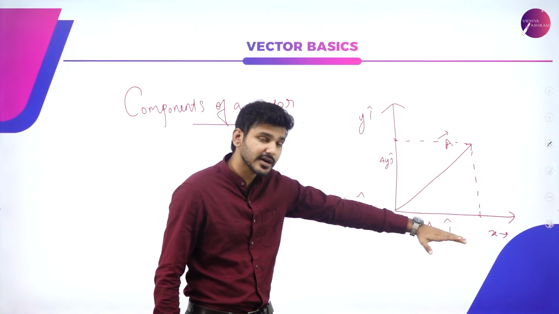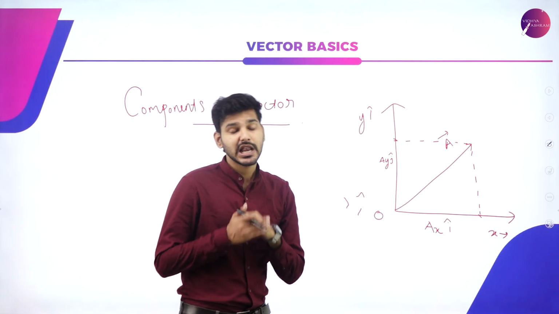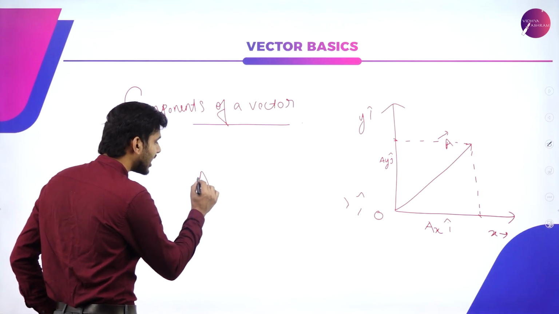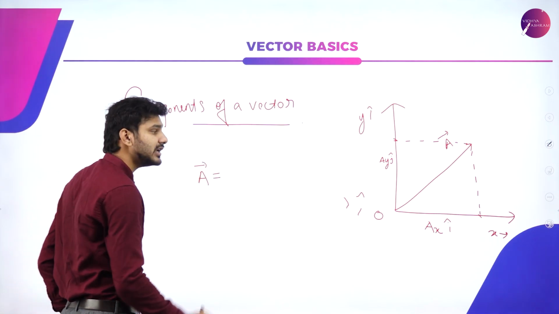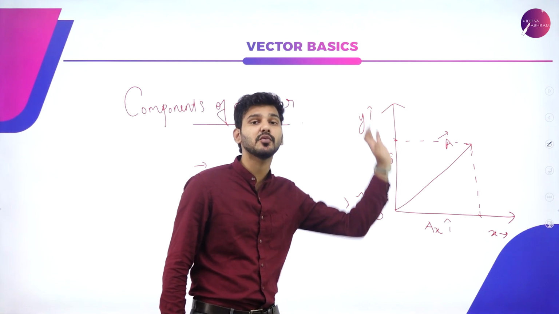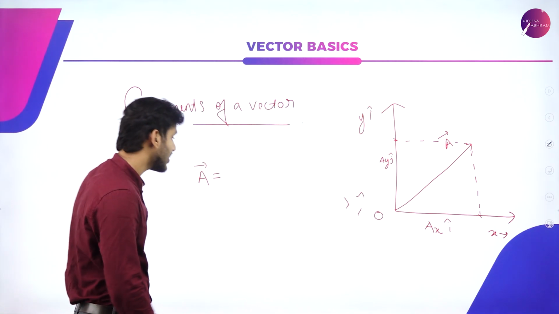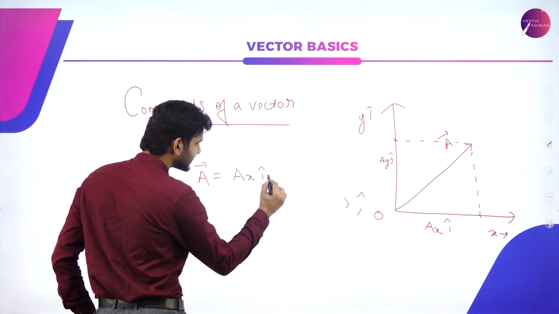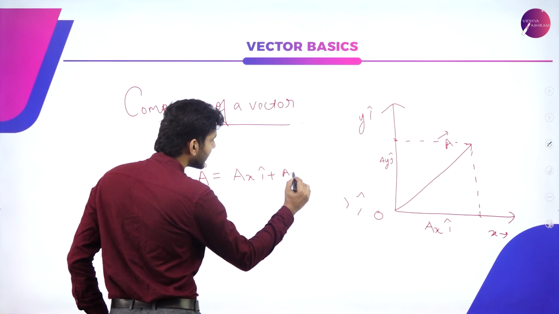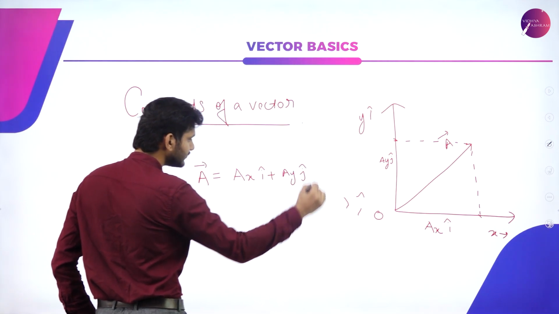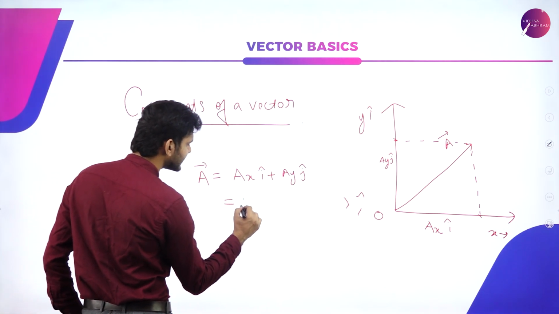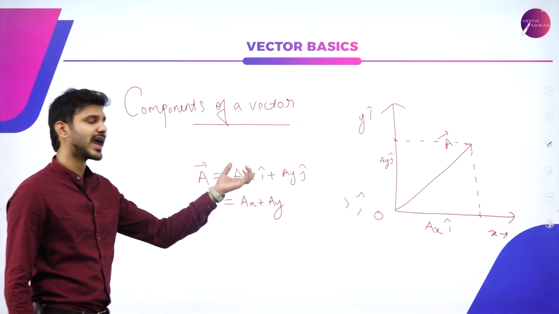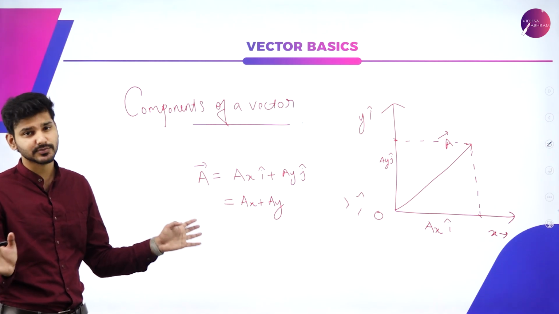So there is an x component and a y component. Now how do we represent this particular vector? That is, how do we write down this particular vector in terms of its x axis and y axis components? We can write it down as ax i caps plus ay j caps, or simply we can also write it down as ax plus ay. Both are fine. This is more accurate, but this is also completely acceptable.